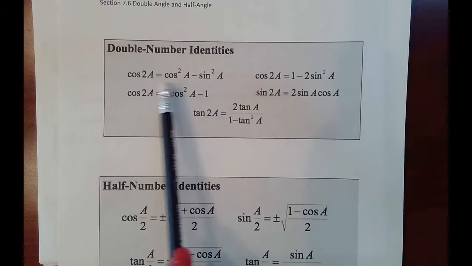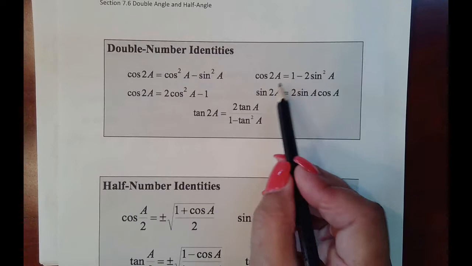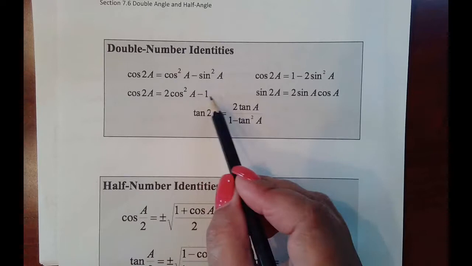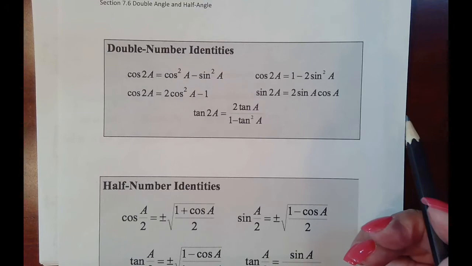Use cosine, but then square it. Use sine, but then square it. Or you can use 1 minus 2 sine squared, or you can do 2 cosine squared minus 1. I believe I used this one last time. It doesn't matter which of these 3 you use. I am going to use 1 minus 2 sine squared this time.